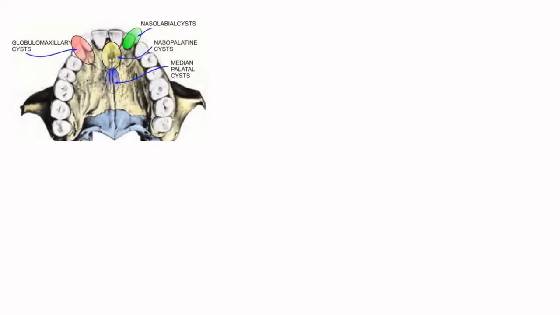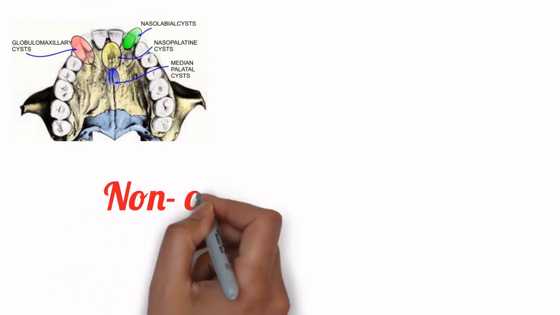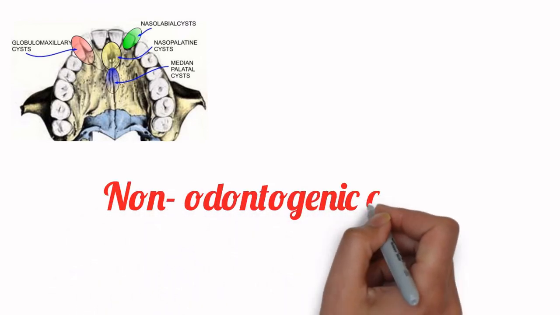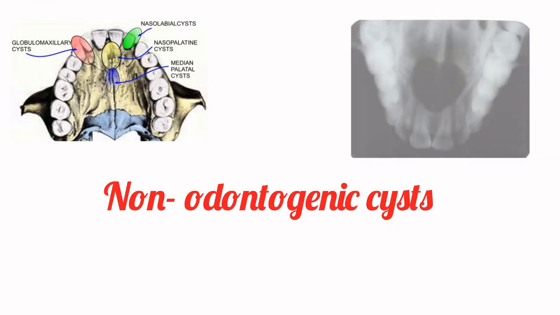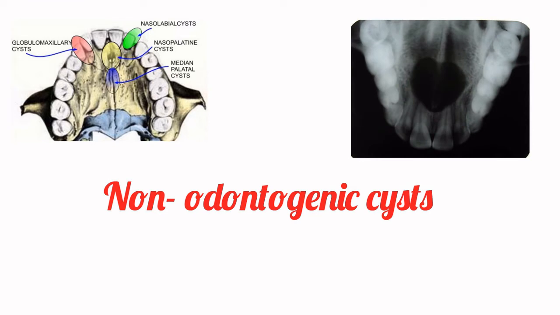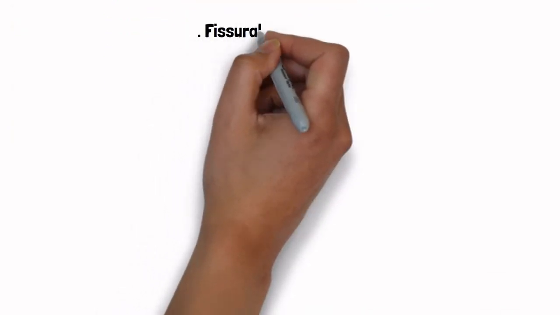The topic of discussion for today is non-odontogenic cysts, wherein these are different from the odontogenic cysts in that these are derived from remnants of embryonal processes. So now let's go in detail of them. So basically these non-odontogenic cysts, they are also called as fissural cysts.